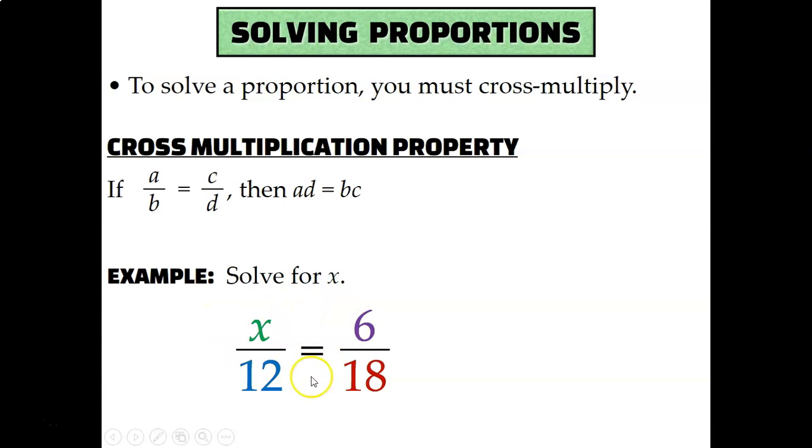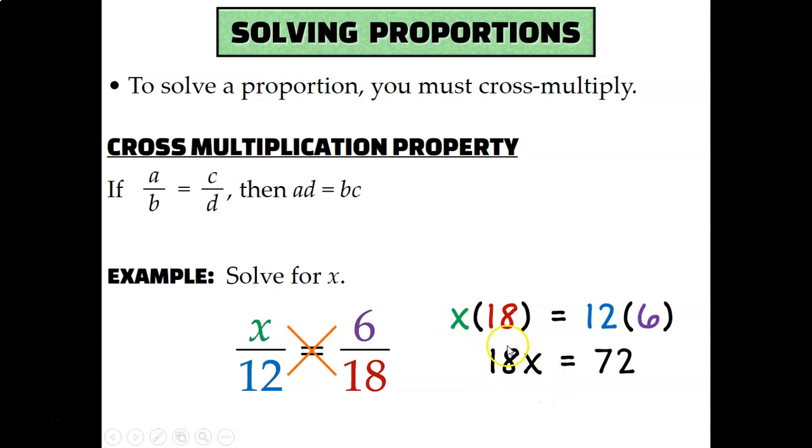We're going to solve this proportion for x. In order to do that, we're going to multiply x times 18, and we're going to multiply 12 by 6. So I get x times 18 equals 12 times 6. Simplifying that, we would really write that as 18x, not x times 18, and 12 times 6 is 72. So I can divide both sides by 18 to get my answer of x equals 4.